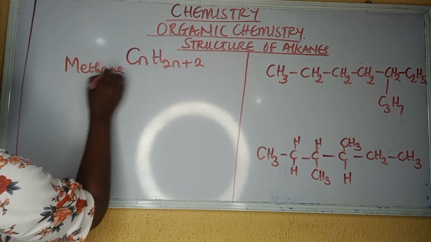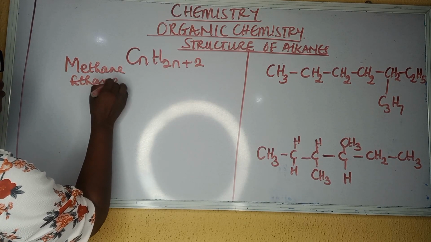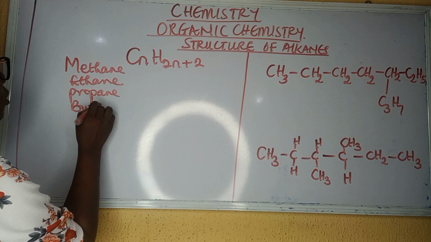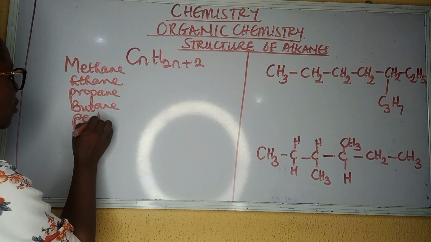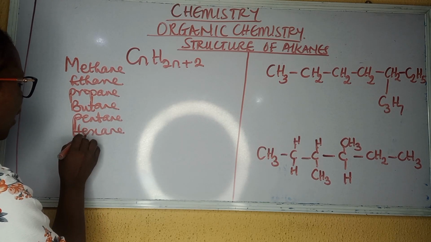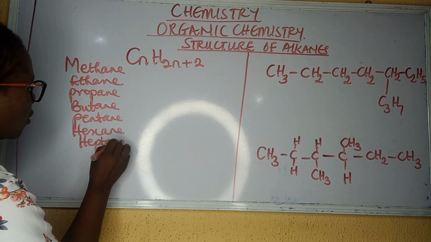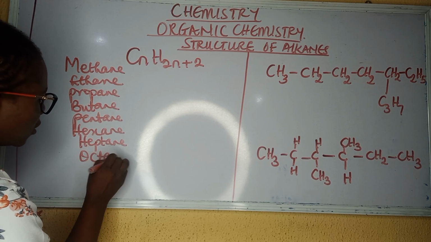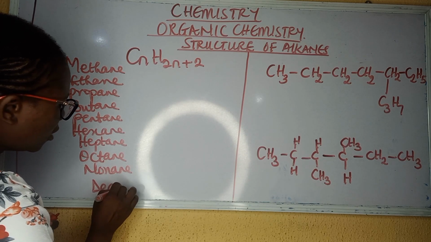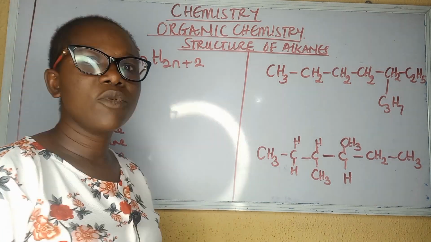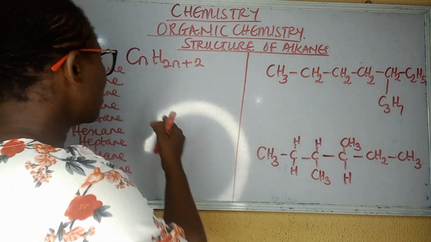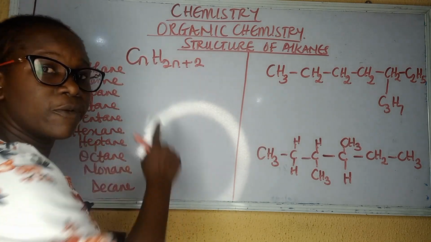So we have methane, the second member is ethane, propane, butane is the fourth one, pentane is the fifth one, hexane sixth, heptane seventh, octane eighth, nonane, and decane. Now, using this general molecular formula, I will substitute each position in the series for n.